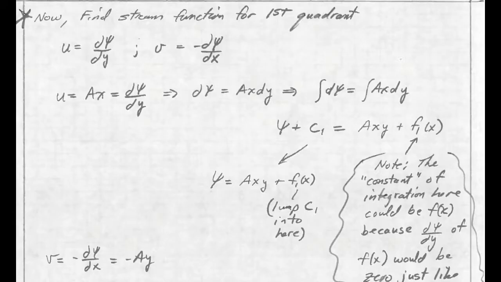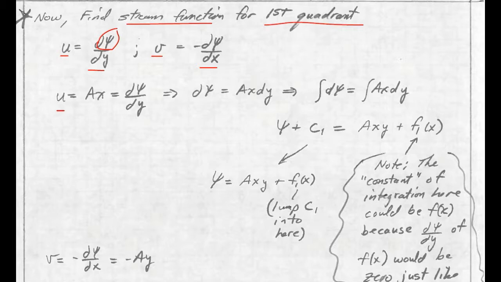Okay, now let's look at the same problem from another perspective. Let's look at the stream function for this, and let's just stick to the first quadrant for this one. So remember, the stream function is this psi term, and it's defined in a way that its derivative with respect to y is equal to the velocity in the x direction, and its negative derivative with respect to x is equal to the velocity in the y direction.